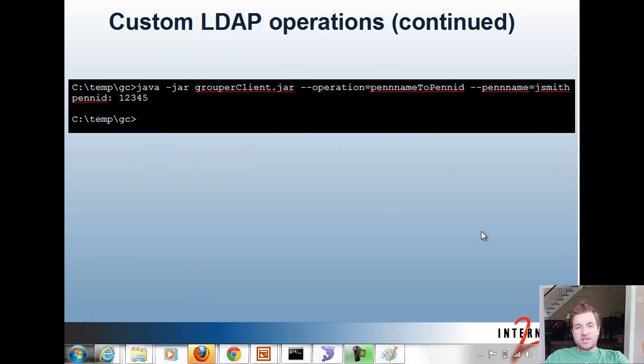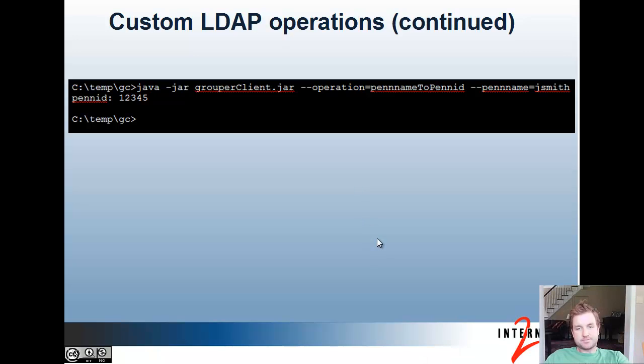So after you configure that LDAP operation, a user will be able to type java -jar grouper client.jar --operation=penNameToPenId, penName=jsmith or whatever the net ID is, and it will go to LDAP and look that up and return pen ID equals something. So that can be a useful tool to do simple LDAP operations.